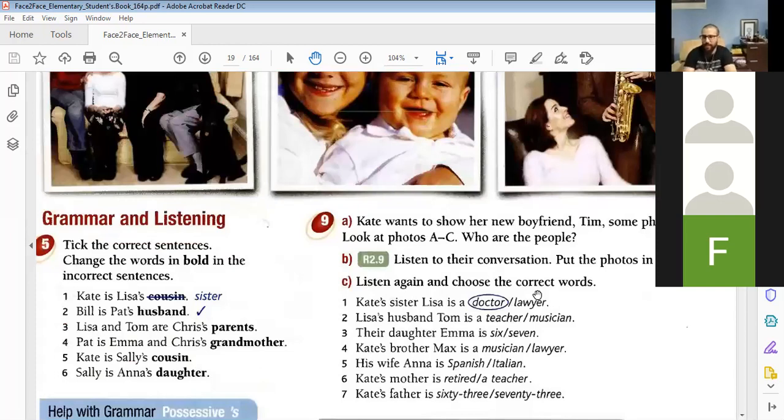Yes. So number one, Kate's sister Lisa is a doctor. Lisa's husband Tom, what does he do? Musician. Okay, let's circle musician and then we can check. So he's a musician. What about number three, Emma? She's seven. Okay. What about Kate's brother, Max? What does he do, Max? Lawyer.